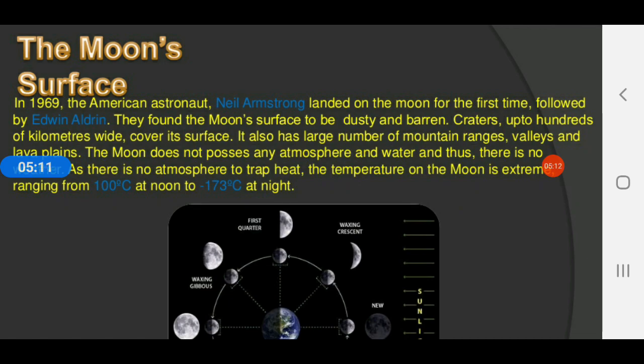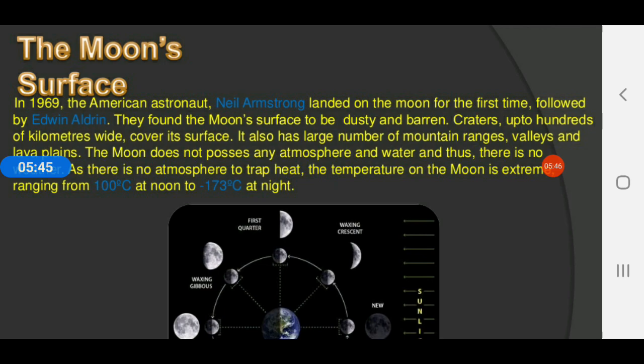The surface was absolutely dusty and barren, with almost no moisture, and craters up to hundreds of kilometers. Craters 100 kilometers wide were seen on the surface of moon, and it has a large number of mountain ranges, valleys, and lava plains. Moon does not possess any atmosphere or water. So the scientists were not able to find any trace of atmosphere and water on moon.